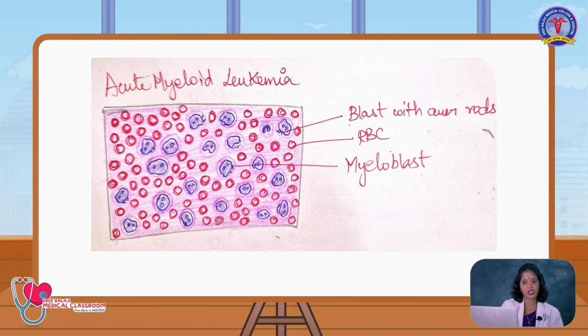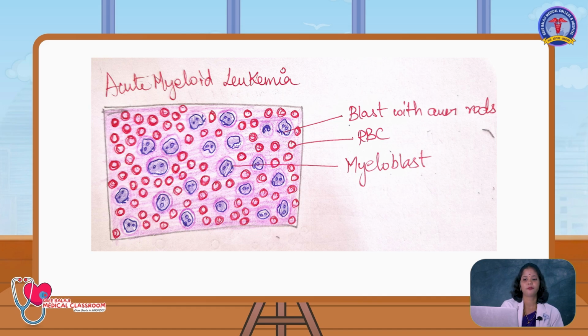This is a picture showing acute myeloid leukemia, with blast cells with prominent nucleoli and irregular cytoplasm. This is another picture showing the typical Auer rods in myeloblasts.